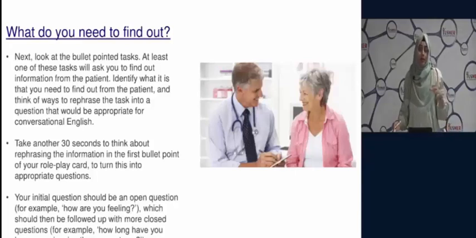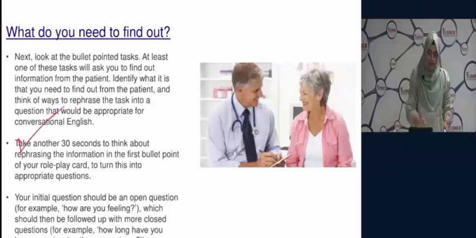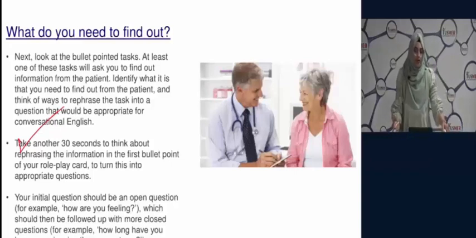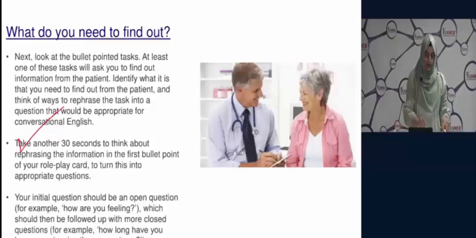So if the bullet point says, find out about the lifestyle of the patient, you have to think of questions like, do you do exercise during the day? Do you smoke? What do you like to eat during a day? Is it junk food, or do you like to eat vegetables and fruits? So you have to think of questions according to the bullet points. Take another 30 seconds to think about rephrasing the information in the first bullet point of your role play card to turn these into appropriate questions.